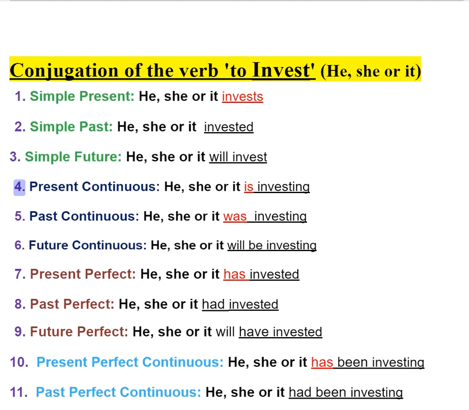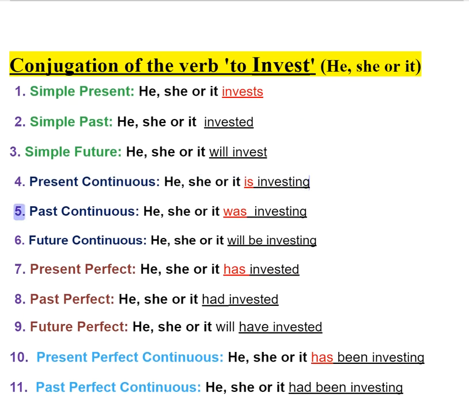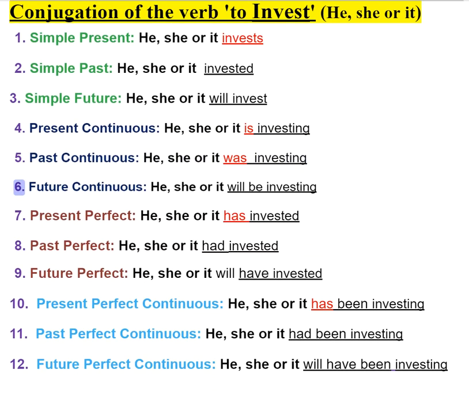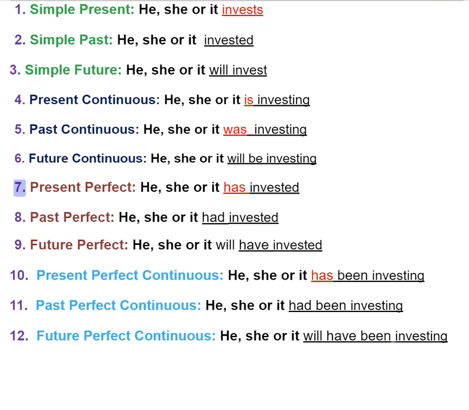4. Present continuous. He, she or it is investing. 5. Past continuous. He, she or it was investing. 6. Future continuous. He, she or it will be investing. 7. Present perfect. He, she or it has invested.